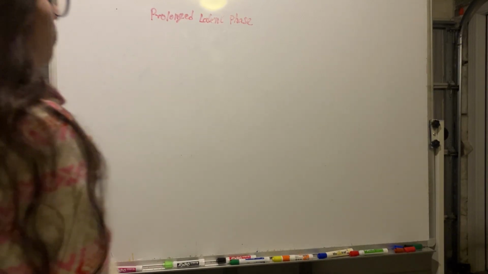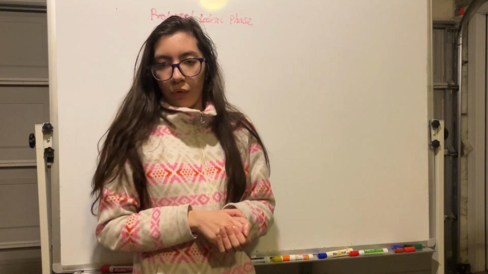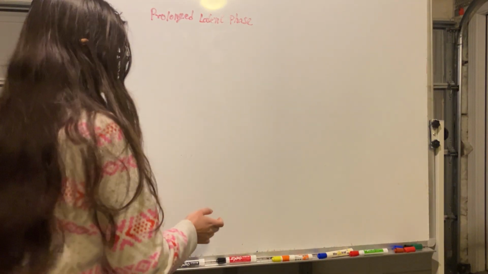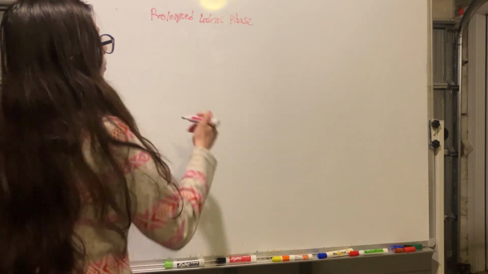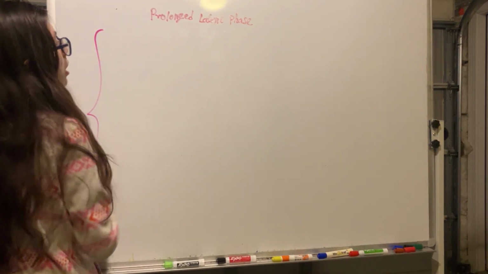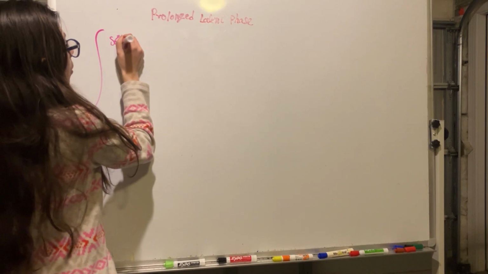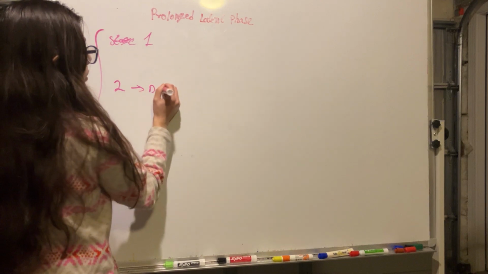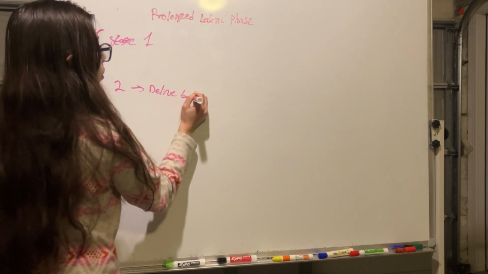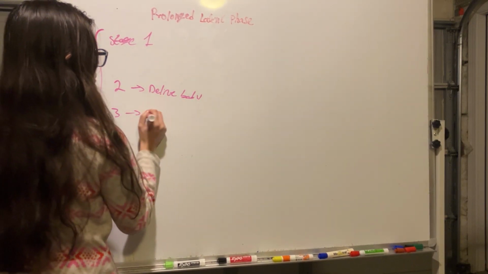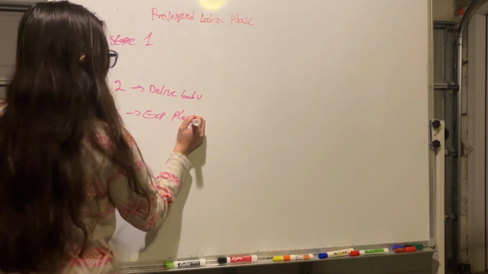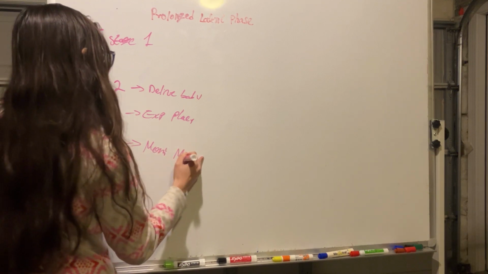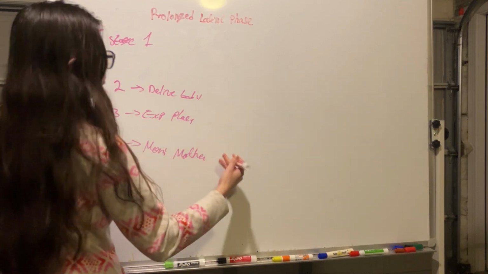Now let's see what is prolonged latent phase of the stage 1 of labor. So remember that there are 4 stages of labor. We have stage 1 of labor, we have stage 2, which basically is the delivery of the baby. We have stage 3, which is the expulsion of the placenta, and we have stage 4, which basically is monitoring of the mother for 1 or 2 hours.